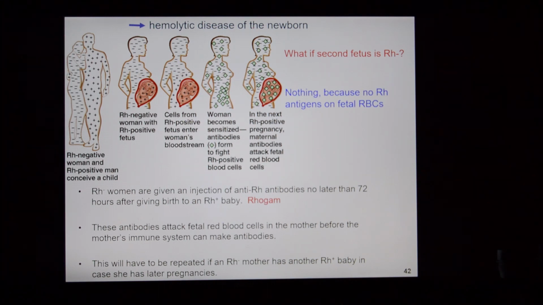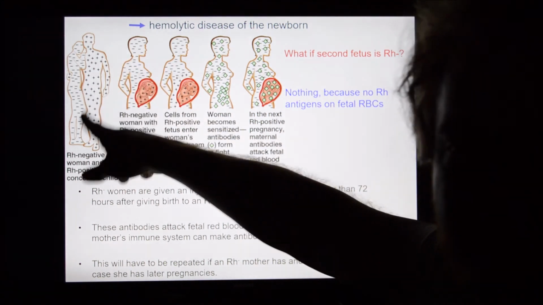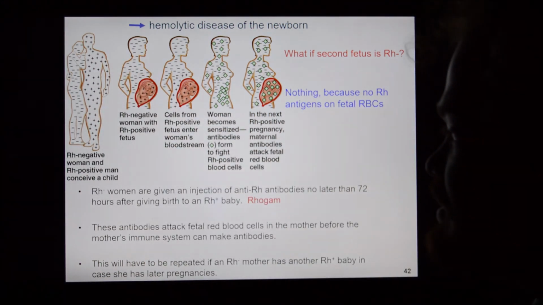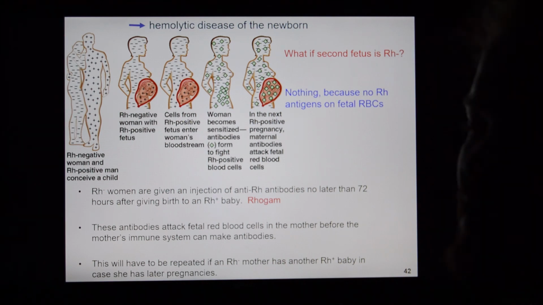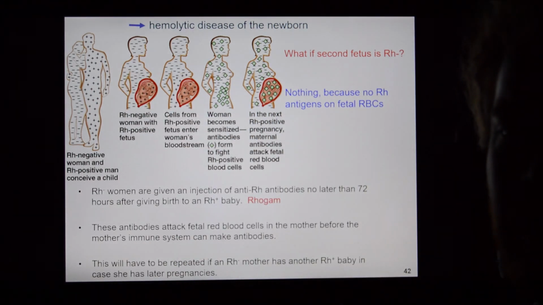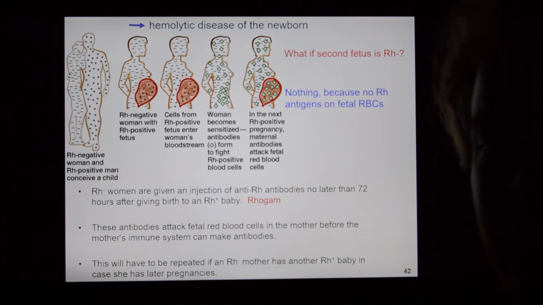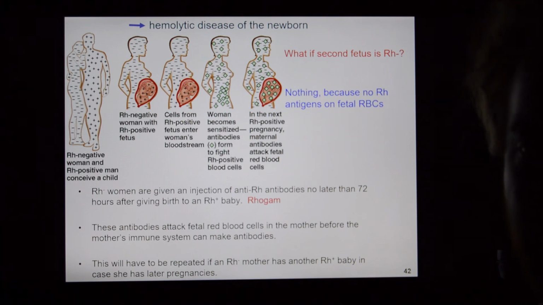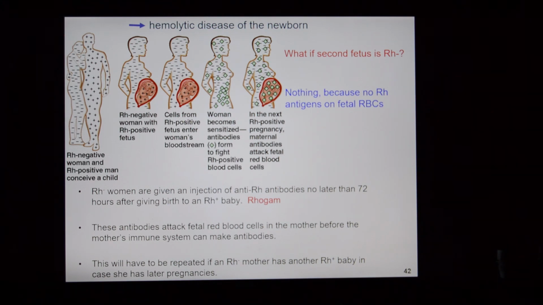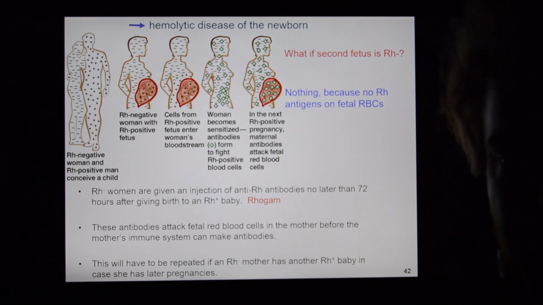And that is, if dad is rhesus positive and mom is rhesus negative, it's possible that that baby could get rhesus positive blood. Let me rephrase that. It's possible that that baby's genetics could be for rhesus positive blood type. Dad might give that kid the genetics for a rhesus positive blood type.